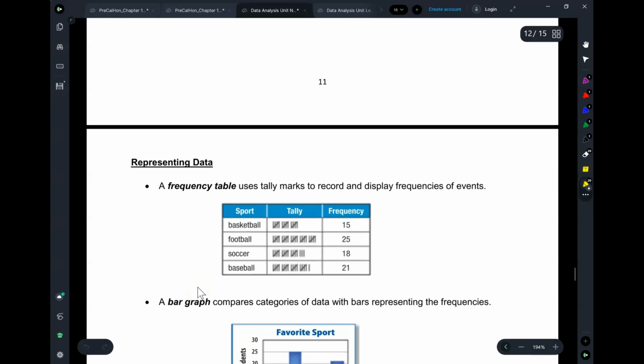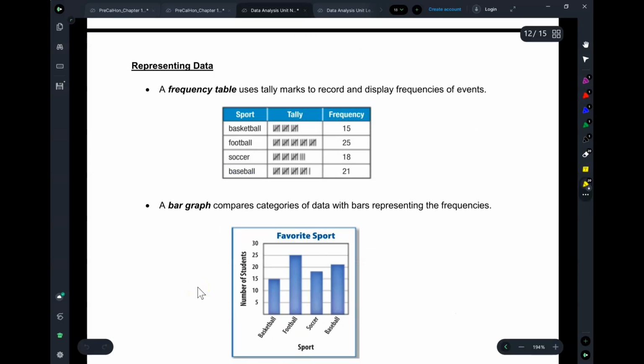Okay, so in this part of the chapter, we're going to be talking about different ways of representing data. One way is a frequency table, and that basically has tally marks to display frequencies of events, right? So the number of people who play basketball, you tally it up, and it's 15, and so on.